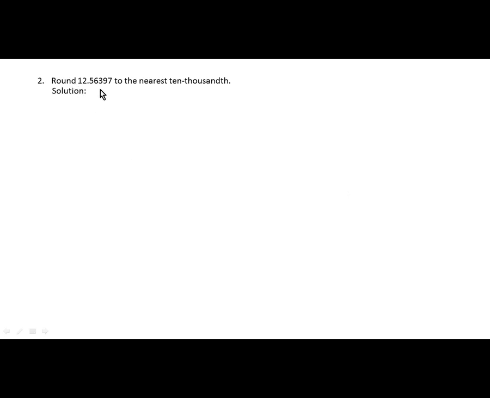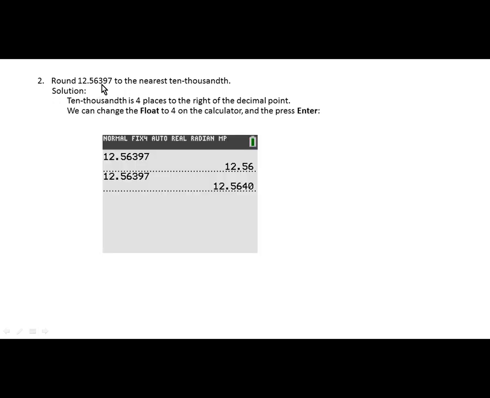So we're going to round again 12.56397 to the nearest 10 thousandths. 10 thousandths is 4 places. So 1, 2, 3, 4. And then we look to the next digit after that. Now I've changed my float to 4. So I entered 12.56397, and then I just pressed enter and got 12.5640. Notice the calculator shows the 0 that you're supposed to have.